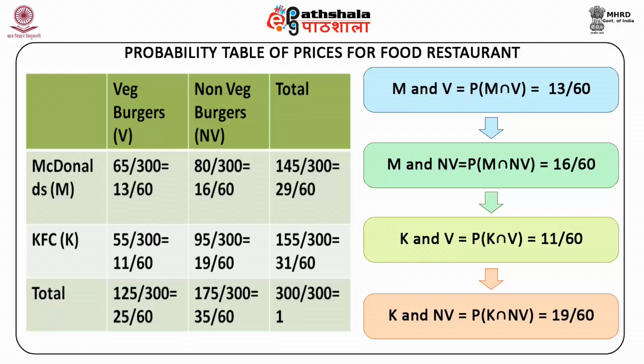To find out the conditional probability, we apply the formula: probability of A given B, which tells the probability of event A given B has already occurred, is the joint probability of A and B divided by the probability of B. For example, probability of M given V is equal to probability of M intersection V upon probability of V. Similarly, all conditional probabilities can be found out.